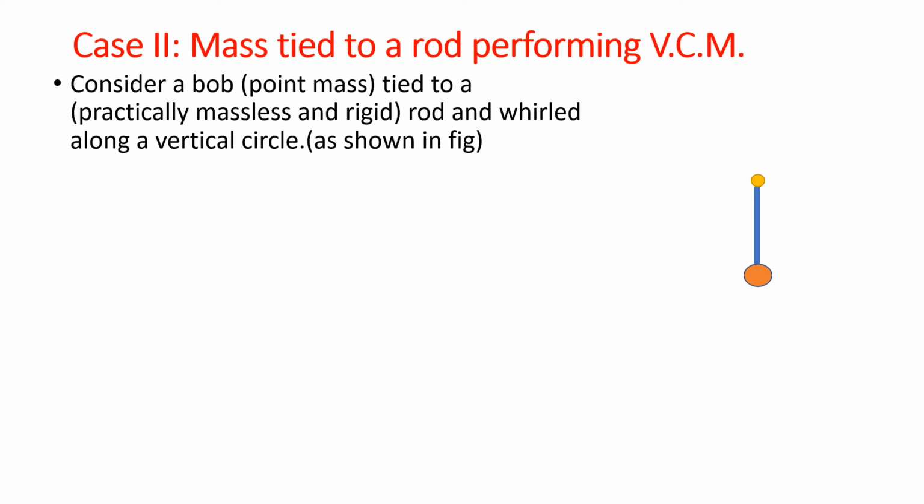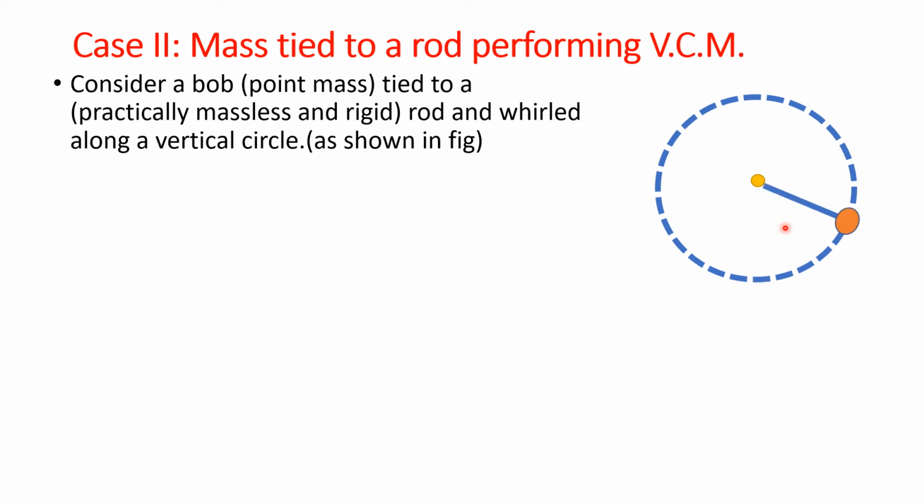Here we are going to consider a second case, a mass tied to a rod which is performing a vertical circular motion. So consider a bob tied to a rod and whirled along a vertical circle. Here, the bob should be considered a point mass, and the rod should be practically massless and rigid. So suppose this rod tied to the bob is performing a vertical circular motion as shown in the figure.